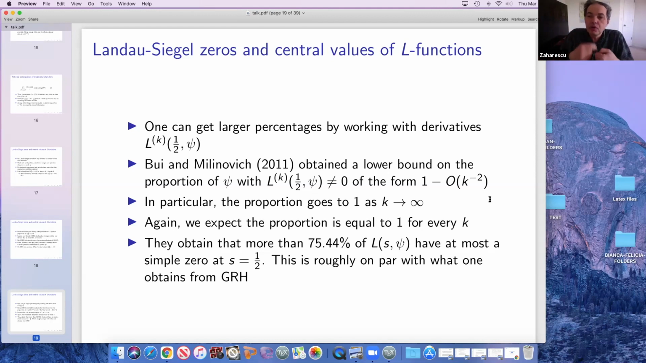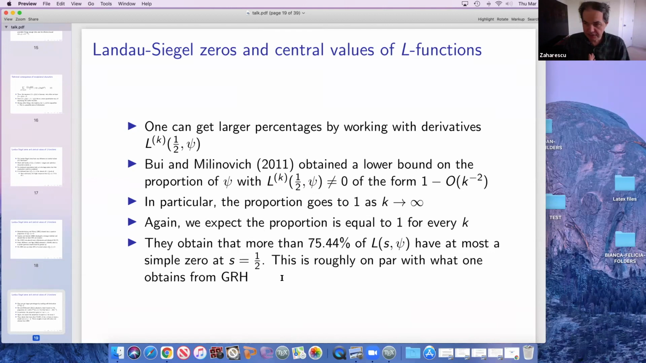And if we now look at the numbers that they obtain as q goes to infinity, and now we let k go to infinity afterwards, we see that it goes to 1. They are larger than 1 minus some constant over k squared. So the proportion goes to 1 as k goes to infinity. Of course, we expect the proportion to be 1, because we expect none of them to vanish. For the first derivative, for instance, they obtain that 75% already of L(psi) have at most a simple 0 at s equals 1/2. And this is roughly on par with what one obtains from GRH.